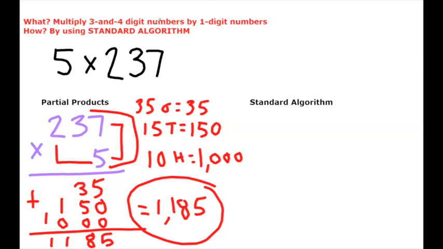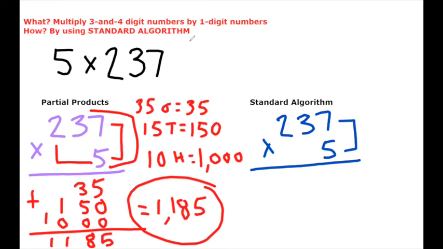Let's look at how this looks with standard algorithm. So we still line it up vertically, which is up and down. And we do 5 times 7. So we get 35. But this time, we're going to carry over those 3 groups to the tens. Now we have 5 times 3, which is 15, and we have to add those 3 groups, which is 18. We have to carry over 1 group. 5 times 2 is 10, plus 1 is 11. So we still get 1,185 as our product.